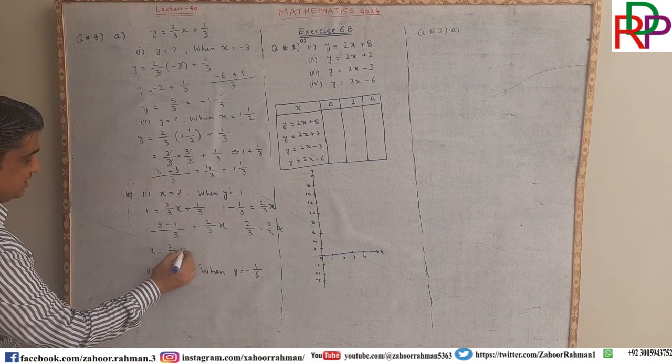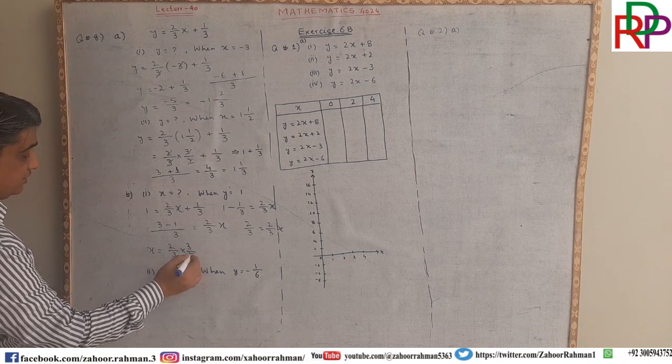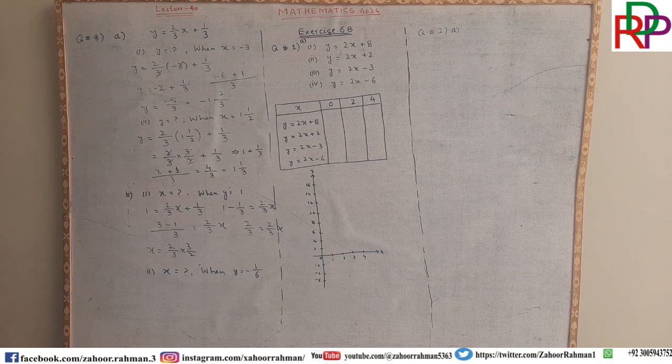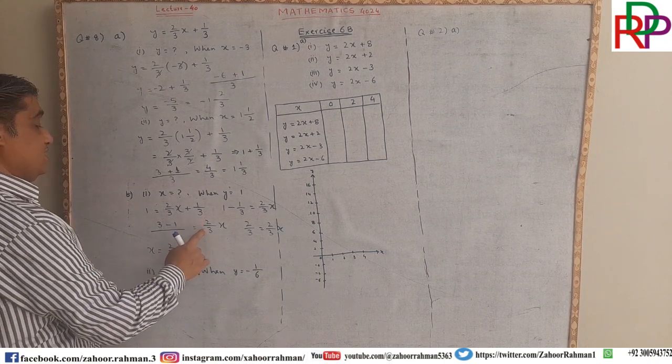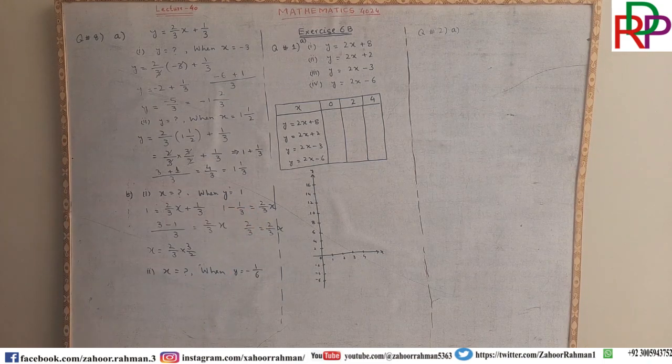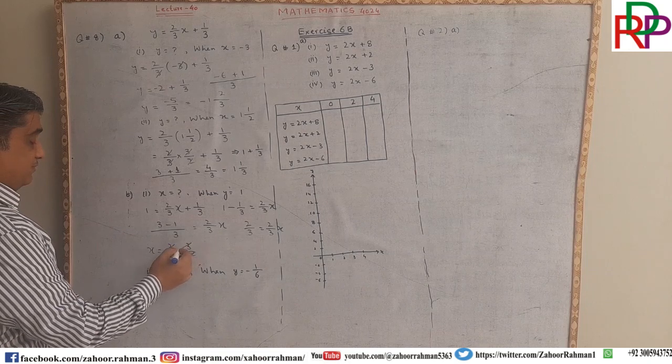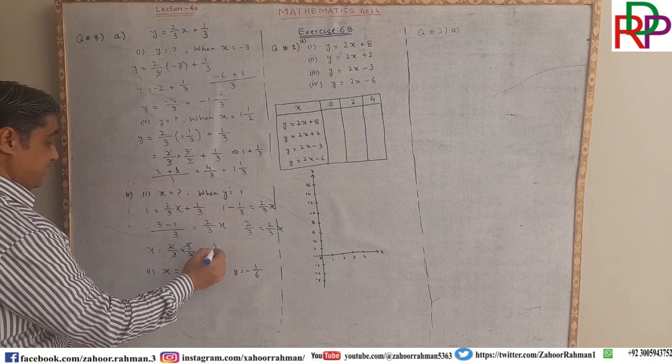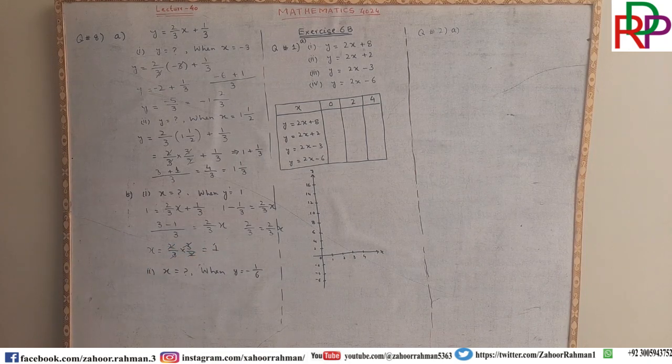Now we have to leave x as the subject, so x is equal to 2 over 3 and 3 over 2, because this is 2 over 3. When this 2 over 3 is coming to the other side, it will become 3 over 2. This 2 will be cancelled with this, and as a result we will get this 1.